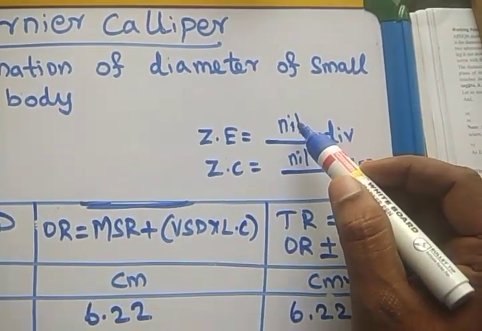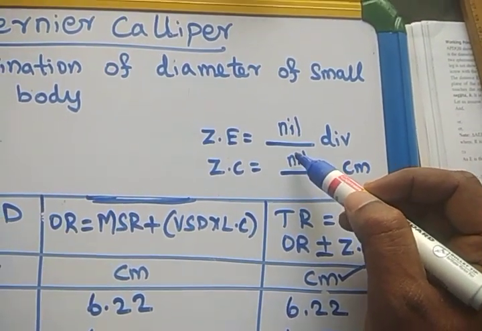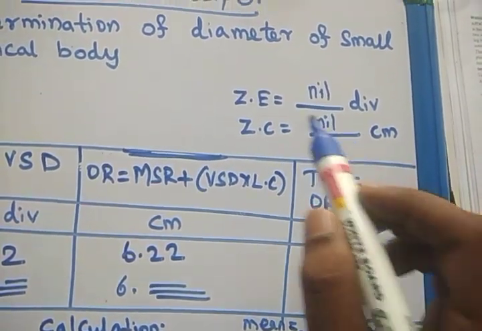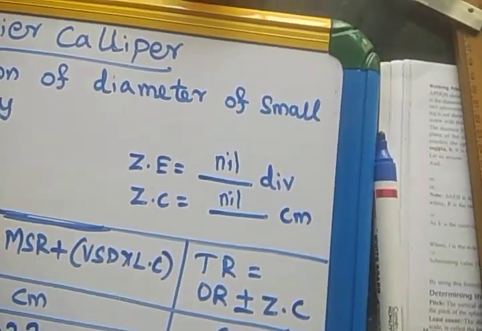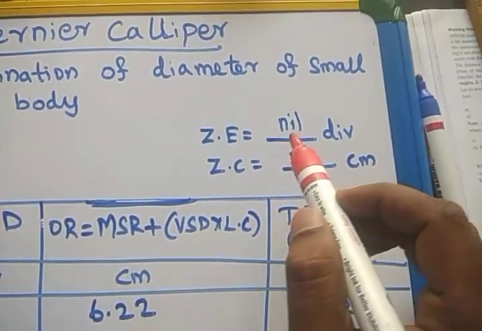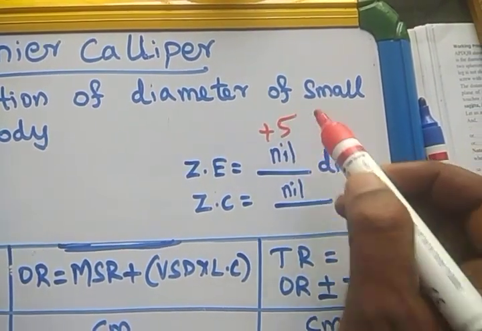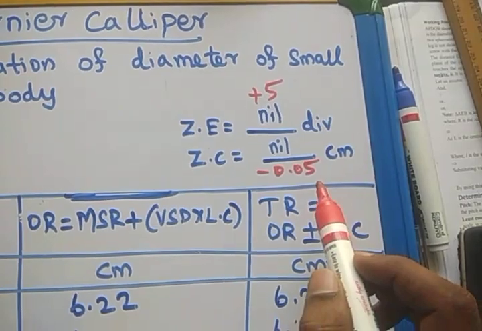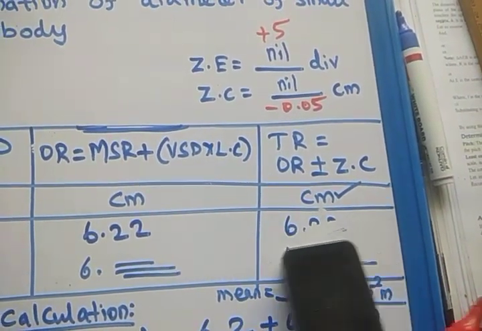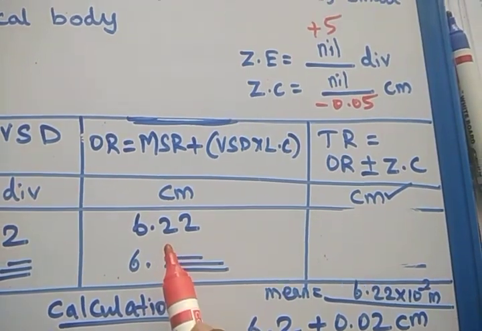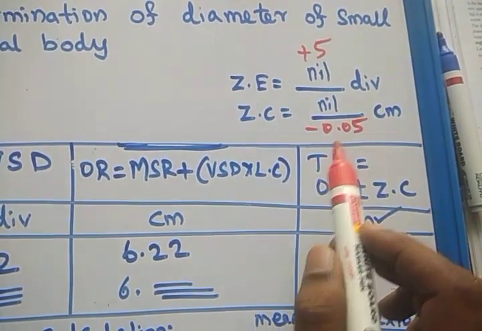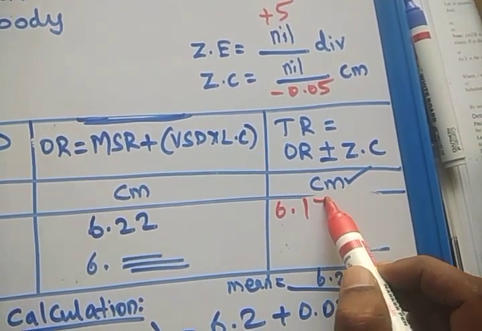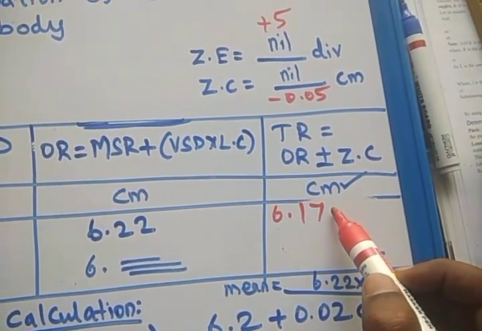Again you have to see that. If you have the positive error, what you have to do? The minus sign will come. From the observed reading, you have to subtract the zero correction. For example, assume that the zero error is positive 5. Then what will be the zero correction? It will be negative 0.05. If it is negative 0.05, what value will come? It is 6.22, you have to minus 0.05. Minus 0.05 means 6.17. I think correct. Yes.